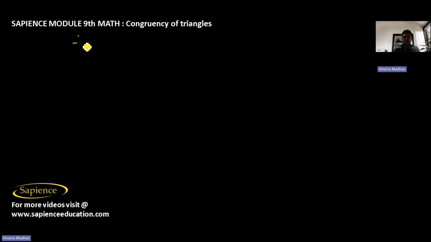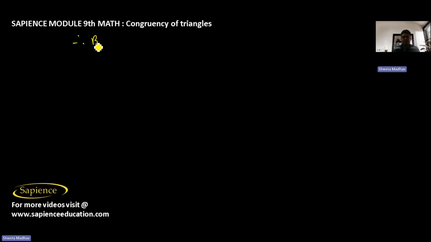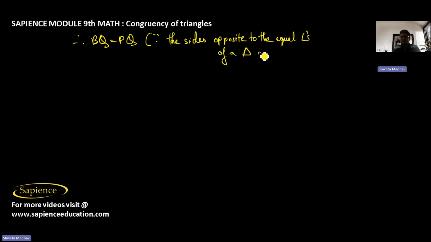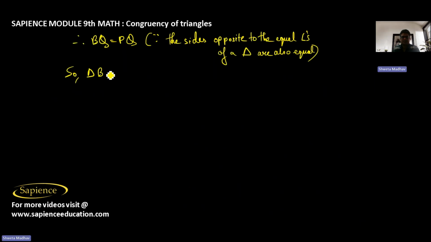So therefore, BQ is equal to PQ, since the sides opposite to the equal angles of a triangle are also equal. So I can say that triangle BPQ is an isosceles triangle. Triangle BPQ is isosceles. So hence proved.